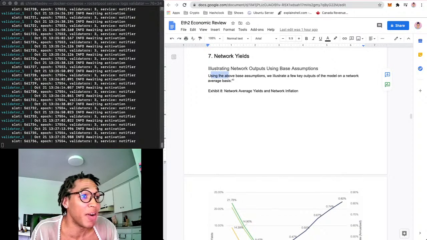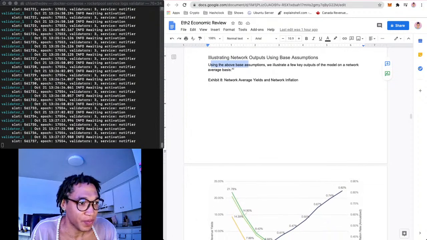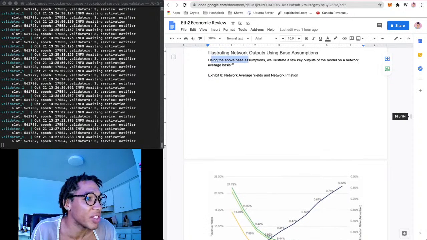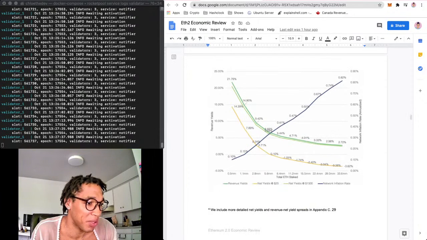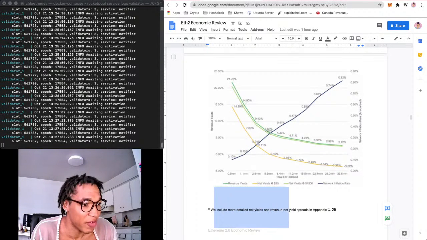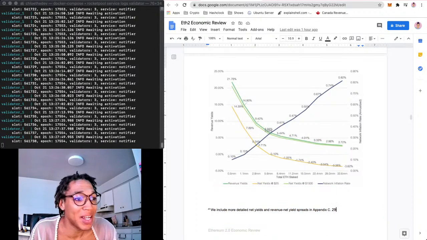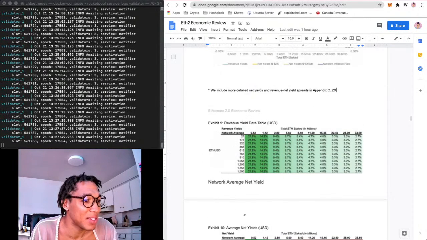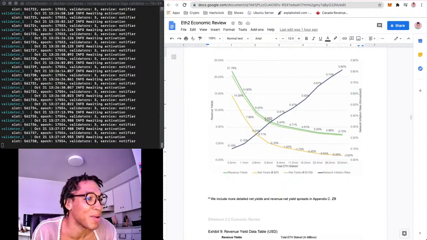Using the above base assumptions, which we went through in chapter 6, we illustrate a few key outputs of the model on the network average basis. So this is what we're going to have on average. Exhibit 8, network average yields and network inflation. We'll find more detailed net yields and revenue net yield spread in Appendix C, which we're not going to go through right now, but we'll get a pretty basic table here. I'm going to try to show it all on screen at the same time, but we're going to get through it.